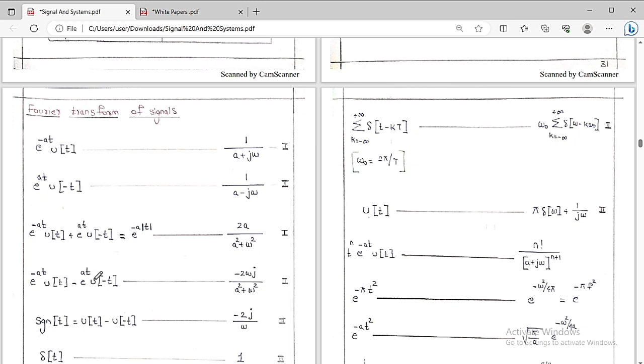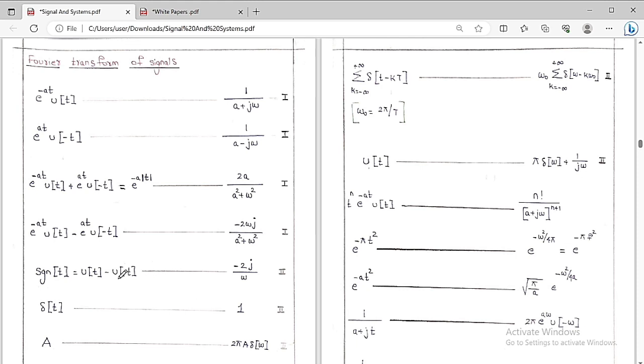In place of a, substitute 0, then we get this value. It is nothing but signum of t. In place of a, substitute 0, and you also substitute in the transform, then you are going to get these things. So if you remember this only one, then you can get the second one, third one, fourth one, fifth one easily.